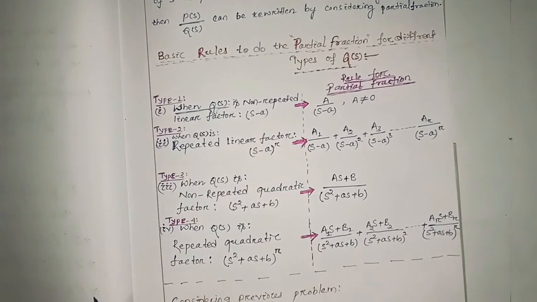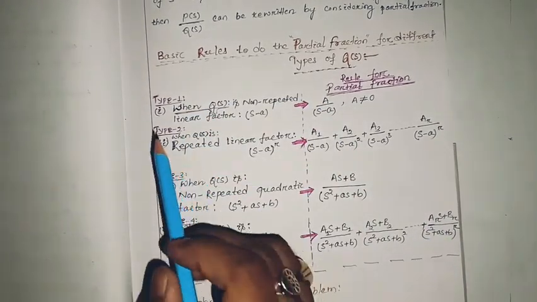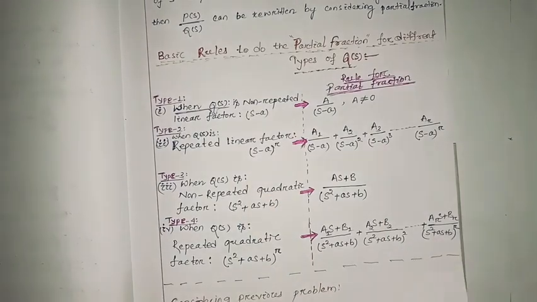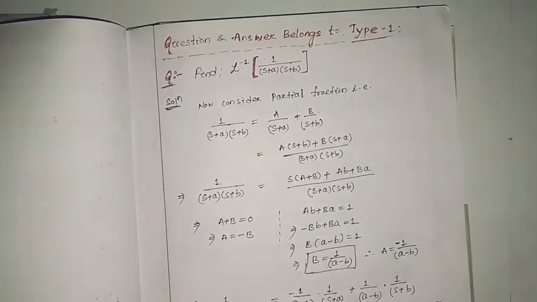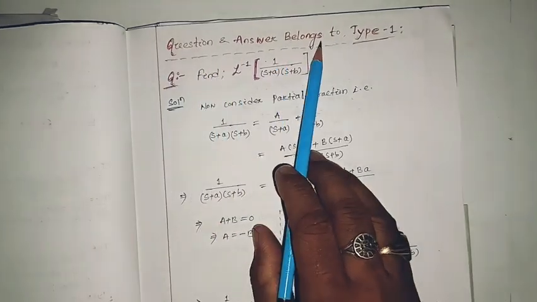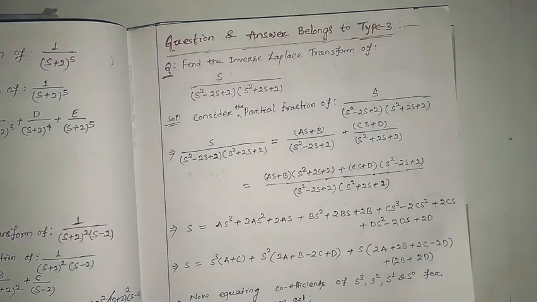In detail, we have to discuss, and for each and every type we have to solve one or two numericals. Here, question and answer belong to type 1, then question and answer belong to type 2, type 3 and type 4 also.